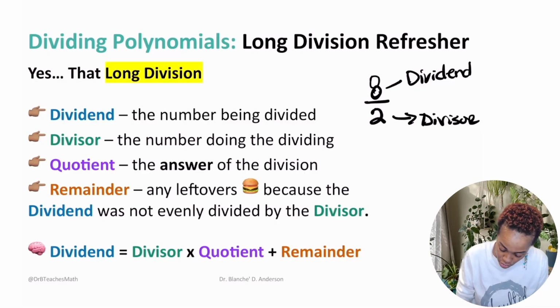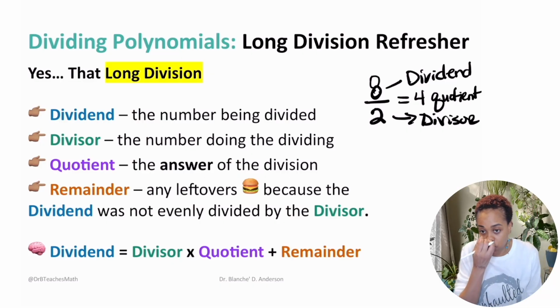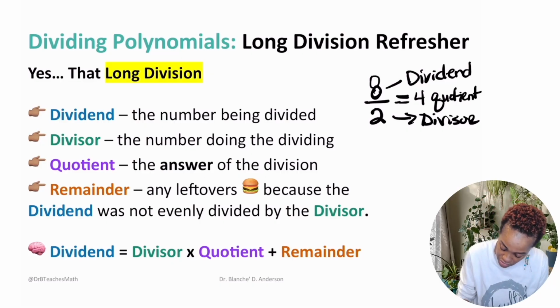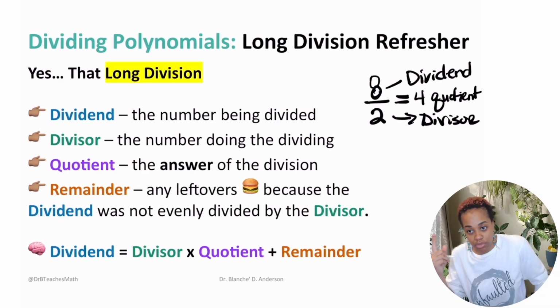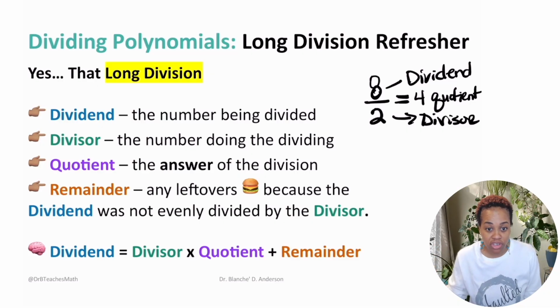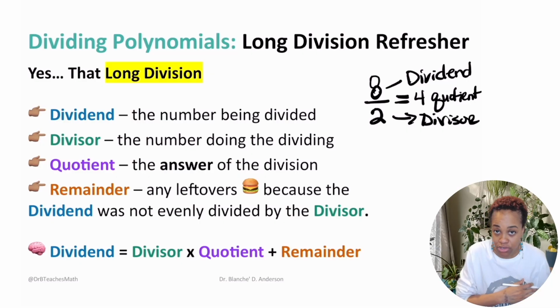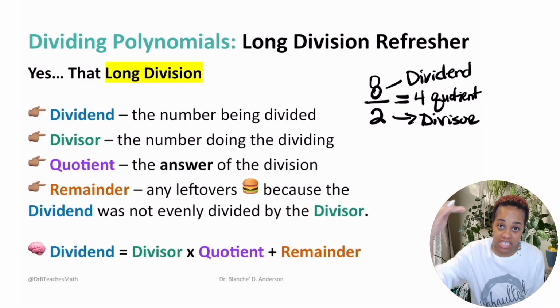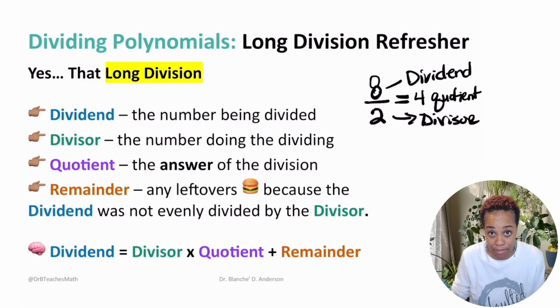And then, of course, your quotient is the answer. And we know that 8 divided by 2 is 4. So that would be our quotient. Okay. 8 divided by 2 is 4. That's our quotient. So dividend, divisor, quotient. And then the remainder is anything left over. Now, if it's a factor, your remainder will be 0. But if it's not a factor, that's where the decimals come into play. So it's anything that's left over because the dividend was not evenly divided by the divisor.